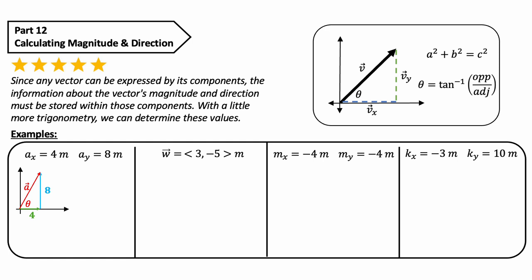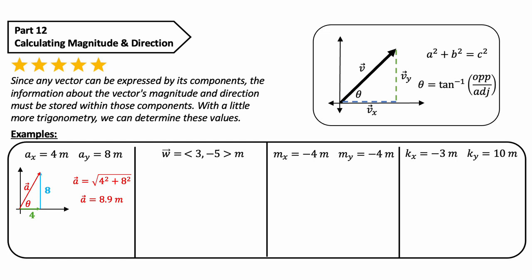So what I'm looking for is the length of A and the angle theta. How would I figure out the length? Well, that is really easy because we just need to use the Pythagorean theorem. We are looking for the hypotenuse of a right triangle when we know its 2 legs. So we're going to do the square root of 4 squared plus 8 squared, which comes out to be 8.9 meters. That is the magnitude of A, how long vector A is. But what is the direction of A?